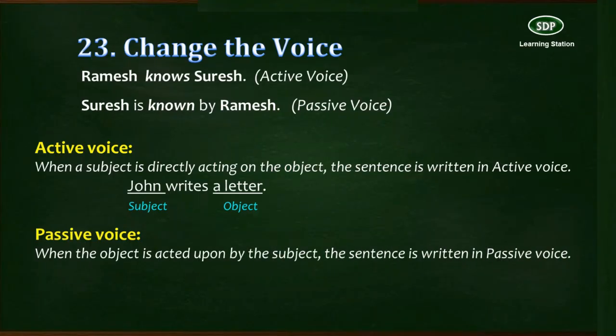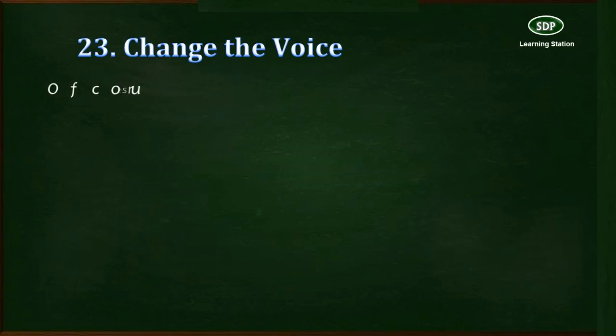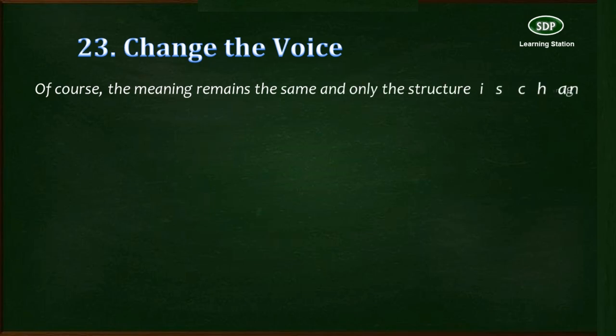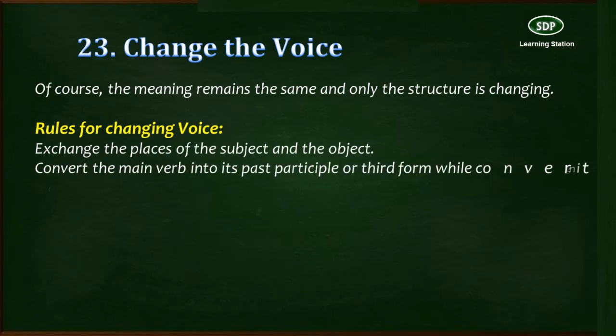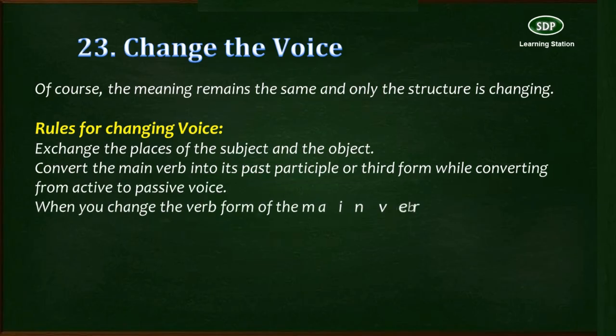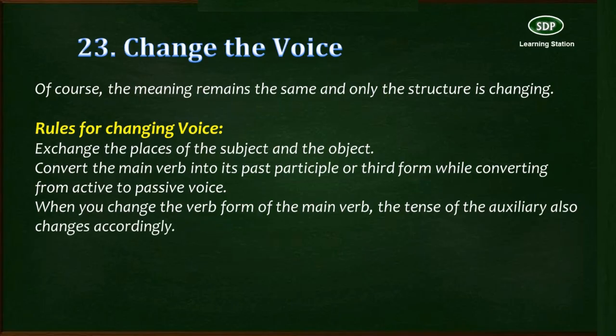Passive voice. When the object is acted upon by the subject, the sentence is written in passive voice. For example, a letter is written by John. In this sentence, a letter is a subject. It is not doing any action, so it's passive. In change of voice, the meaning remains the same and only the structure is changing. Rules for changing voice. Exchange the places of the subject and the object. Convert the main verb into its past participle or third form while converting from active to passive voice. When you change the verb form of the main verb, the tense of the auxiliary also changes accordingly.